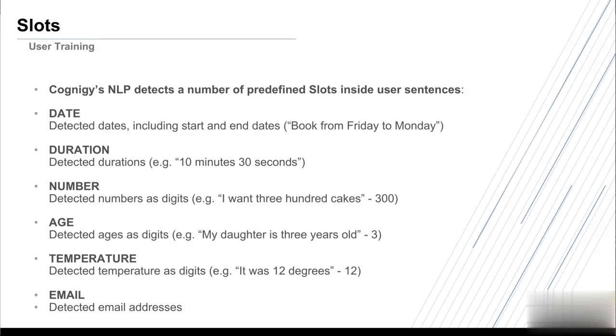Cognigy uses natural language processing, commonly referred to as NLP, to detect certain terms or ideas. We refer to these as slots. Cognigy detects a number of predefined slots inside user messages, including date, duration, number, age, temperature, and email. For example, if a user were to say, "Tomorrow it will be 30 degrees," Cognigy would recognize tomorrow's date and the temperature 30 degrees.